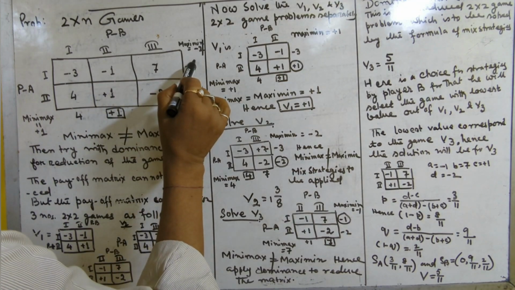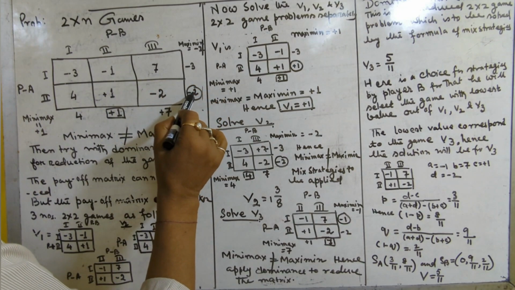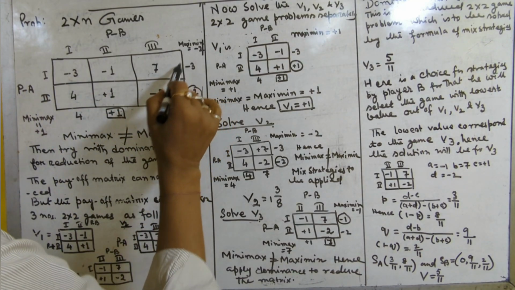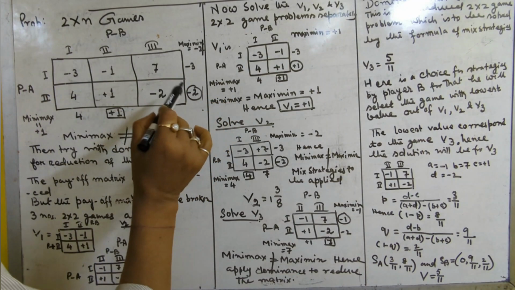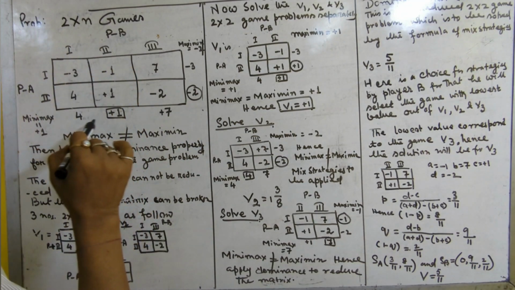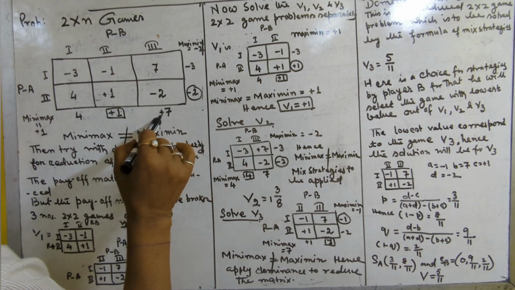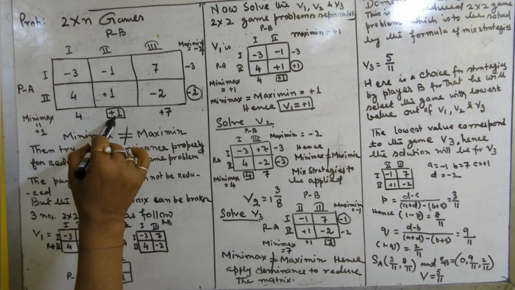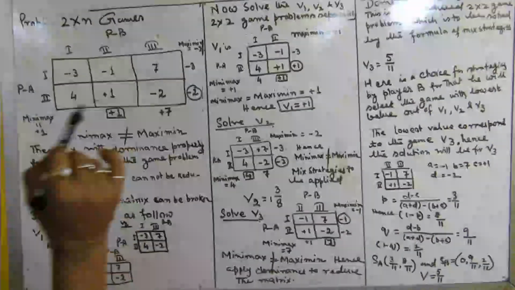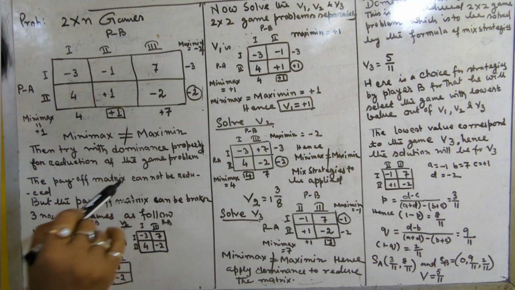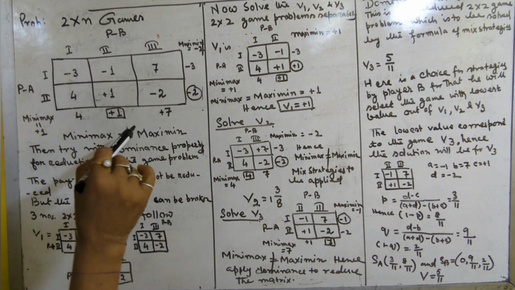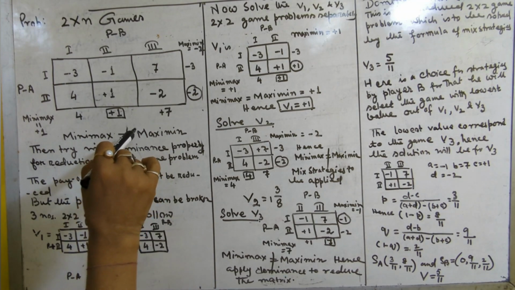So this is the minimum for the first row, this is the minimum value for the second row, and the maximum of these is -2. Column-wise, the maximum values are 4, 1 and 7, and that's why the minimum of the maximum values is +1. But minimax is not equal to maximin. That means a saddle point does not exist and you have to move on to another process.